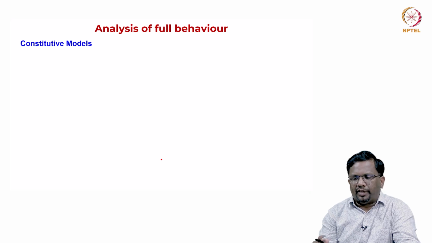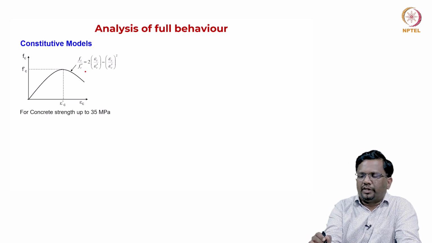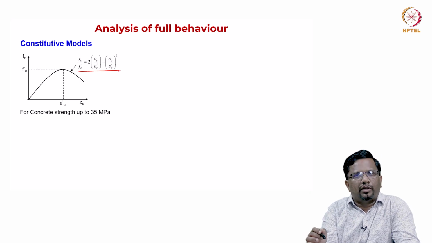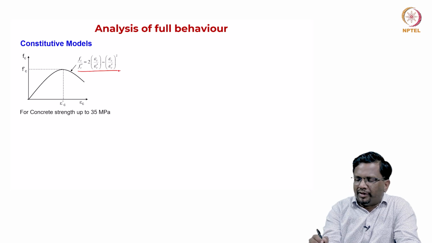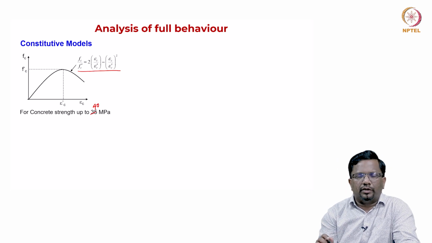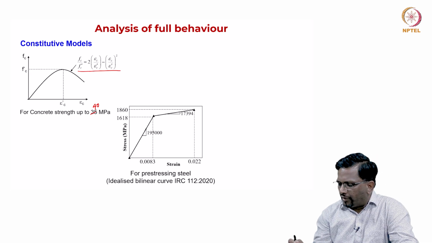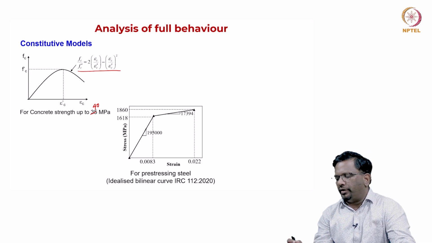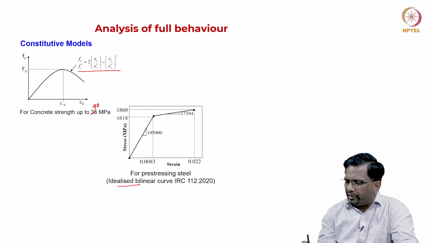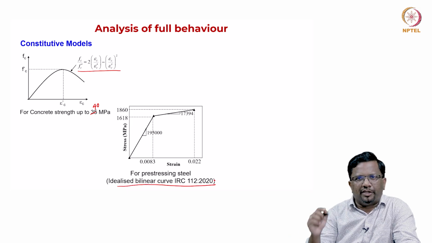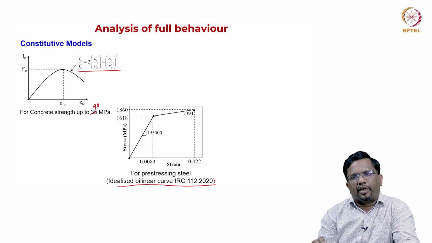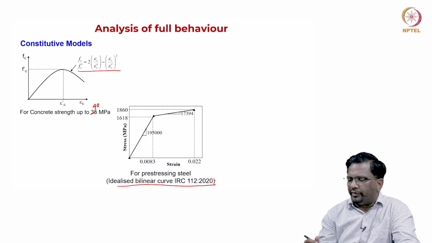Now, let us look at the constitutive model. So, this is the strain difference. Again, I have said we are going to use the parabolic model, the Hognestad parabolic model. Usually it is valid actually up to 40 megapascal, and for pre-stressing steel, we are going to use the idealized bilinear curve we explained in the material chapter module. You can go back and look at how to get these values.